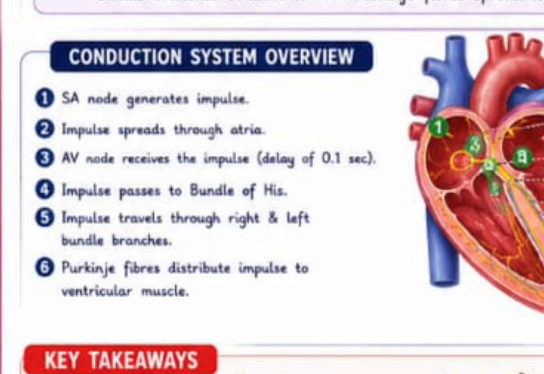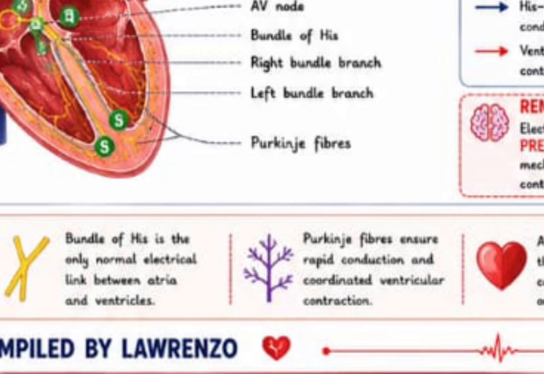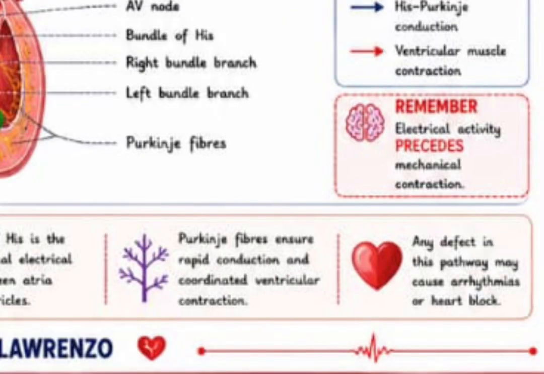And I told you the right and left bundle branches can be blocked, causing the right bundle block and the left bundle block. So key need to know: the SA node is a natural pacemaker. The AV node, there's a delay. The bundle of His generates normal electrical activity between the atrium and the ventricle, ensuring the ventricles contract simultaneously. The Purkinje fibers allow the action potential to spread all around the ventricle. Any defect in this pathway will cause either arrhythmias or heart block. Any defect in any part, the SA node, AV node, bundle of His, will cause arrhythmias or bundle branch block.